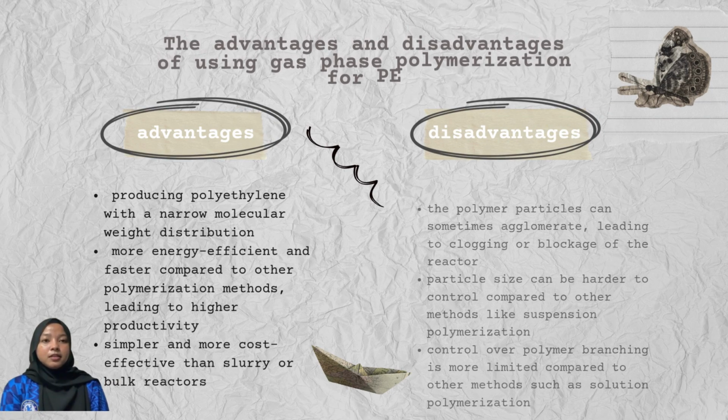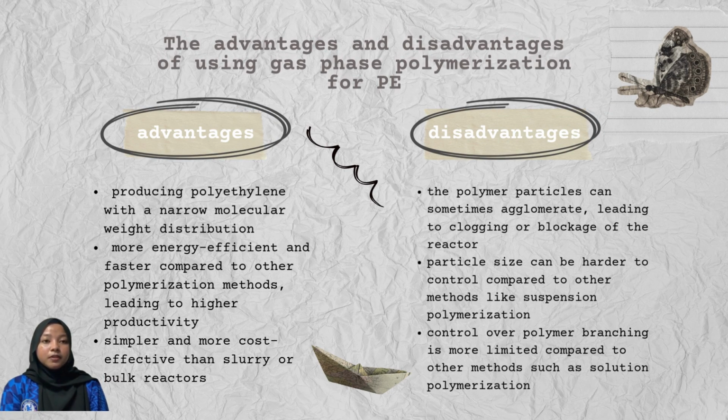There are advantages and disadvantages of gas phase polymerization for polyethylene. The first advantage is producing polyethylene with a narrow molecular weight distribution. Secondly, it is more energy efficient and faster compared to other polymerization methods, such as suspension polymerization, leading to higher productivity. Lastly, it is simpler and more cost-effective than a slurry or bulk reactor.